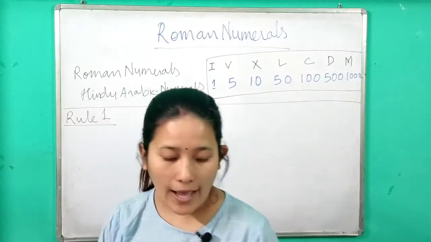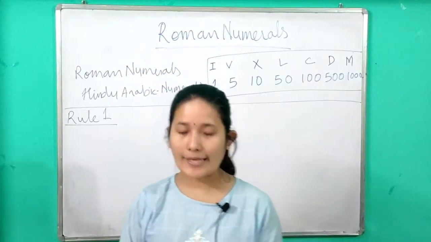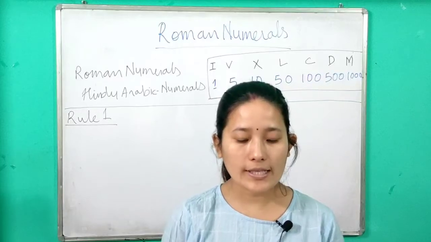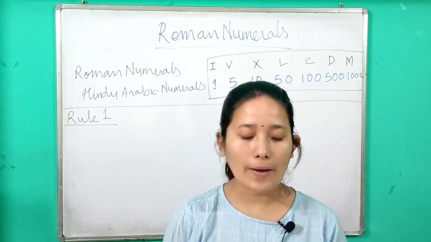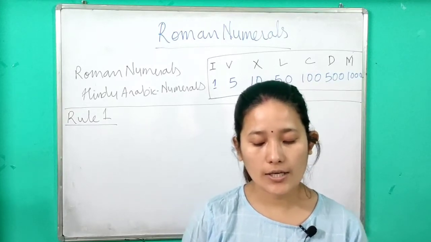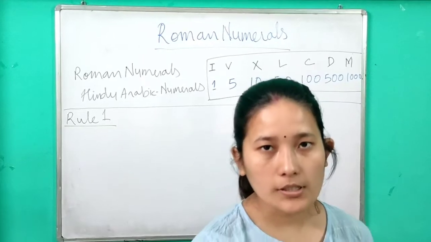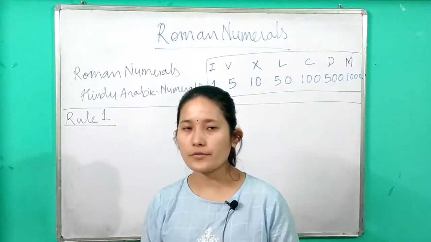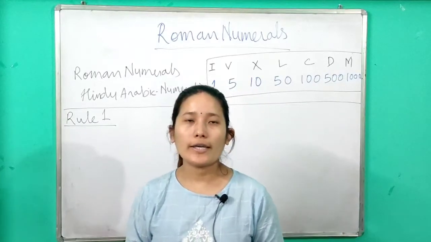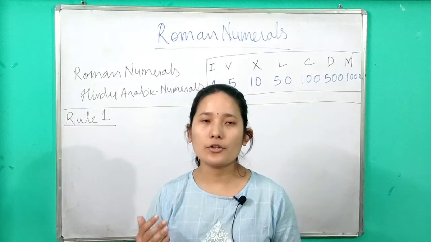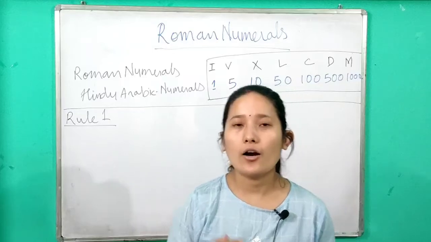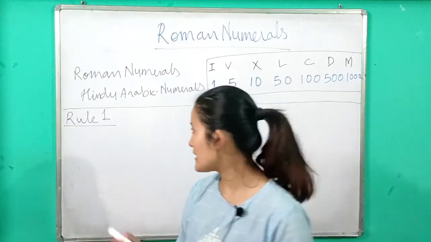Rule number 1. Now if you read rule number 1 that is given on page number 9, if a symbol is repeated twice or thrice, the value of the numeral is obtained by adding the value of the symbol as many times as it is repeated. Any symbol can be repeated to a maximum of 3 times, not more than that. And whenever you repeat the same symbol, in order to get the Hindu Arabic numeral of that, how can you get that? By adding it.